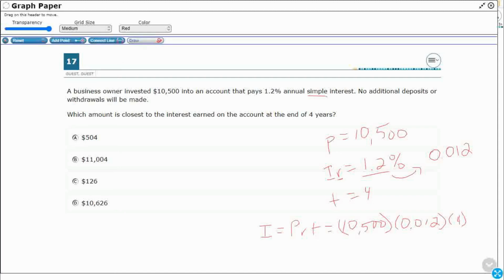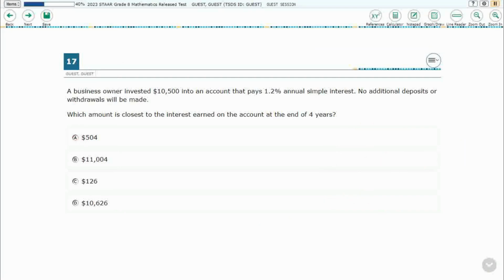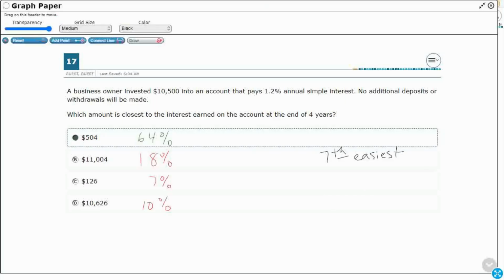Let's see how we did across the state of Texas. So this is the 7th easiest. It's a pretty simple formula that I equals PRT. Now, 64% of our students got it right. How did we get some of these incorrect answers? Well, I told you it's just looking for the interest.